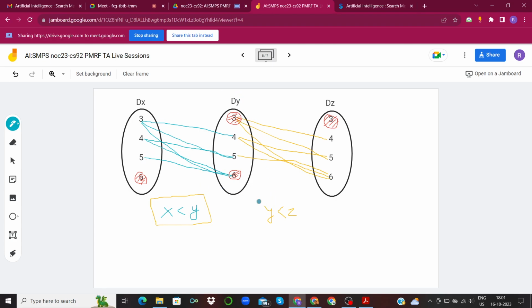Similarly, between y and z, there is another constraint, y less than z. So you will also have similar edges over here. 3 is less than 4, 5, 6, so 3 is connected to 4, 5, 6. 4 is connected to 5 and 6. And 5 is connected to 6. And 6 is not connected to anything else.